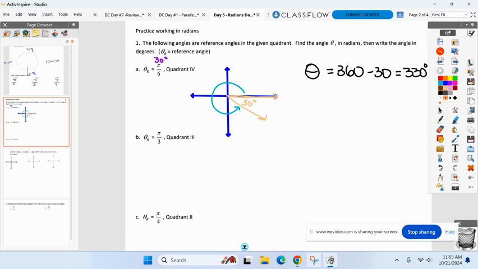Ooh, hold on though, we're not done. We didn't follow the directions. Find the angle in radians, then write the angle in degrees. Well, I already got the angle in degrees. We're good. Don't touch your calculator. We're going to do this without it. You can use it on your own if you need to, but watch how quick this is going to go.